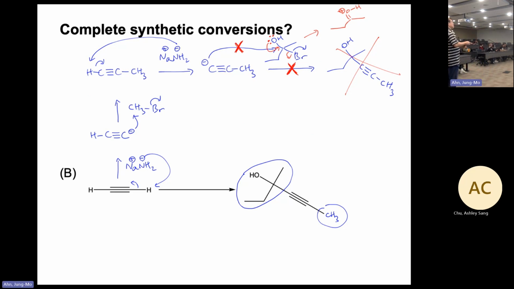So how are we going to introduce this part? Our regular way using an alkyl halide doesn't work. So that means that we cannot make this one at all.